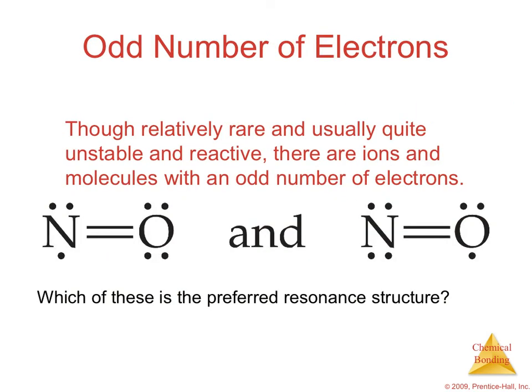All right, probably the most common cause of an odd number of electrons is if you have a nitrogen as part of your molecule.